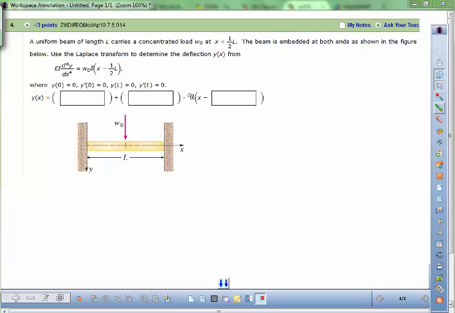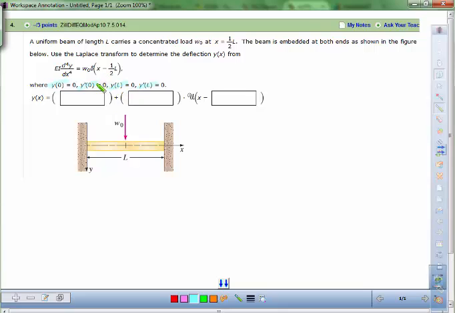So I want to highlight our given information here, that we have y at 0, y prime at 0, and then we have y at the other end, at L, and then y prime at L. And I also want to note that this is actually a fourth order differential equation. We have constants E, I, and W, and then we have the delta function.